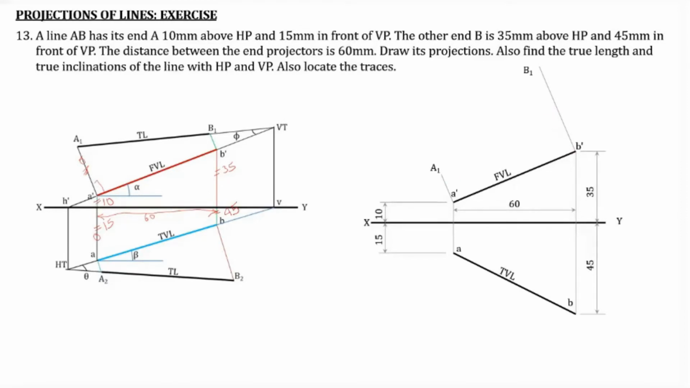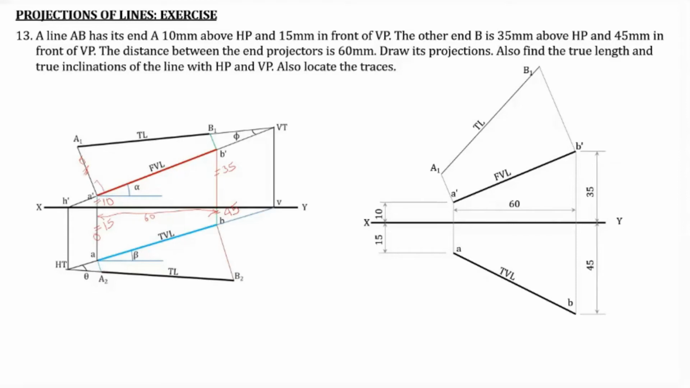And 15 is the distance of the top view of A from the XY line, and the distance of B1 from B dash is the distance of B from the XY line, that is 45 millimeter here. Now you can join A1 with B1, and this will give you the true length. So finding the true length is very easy.